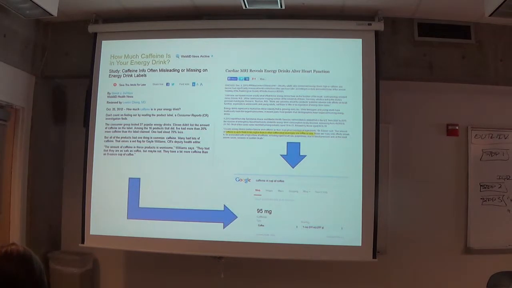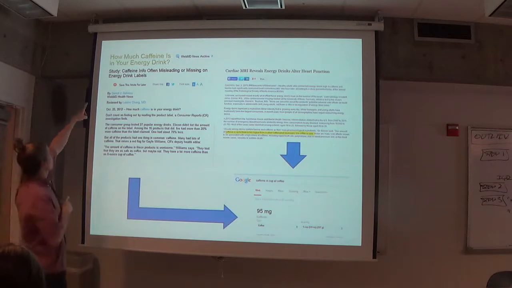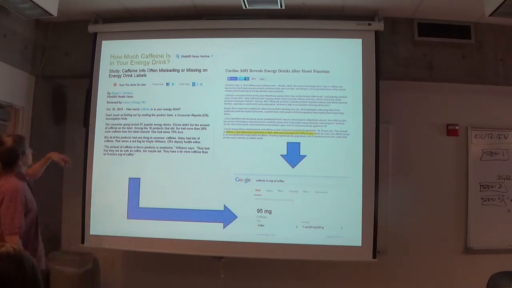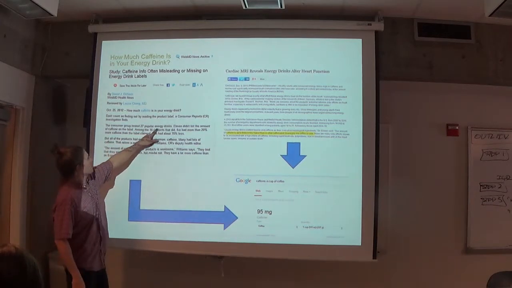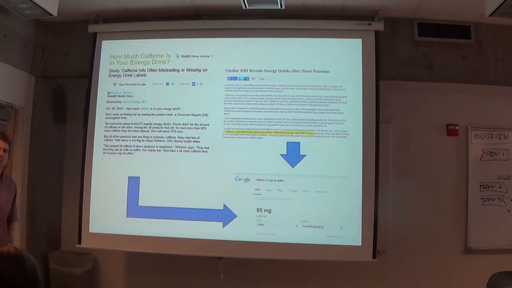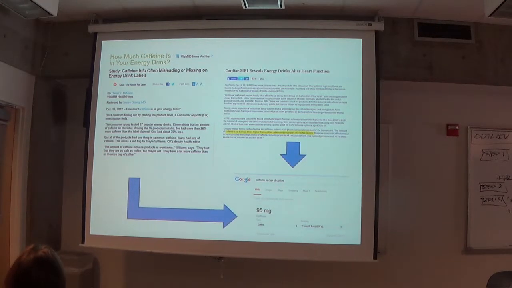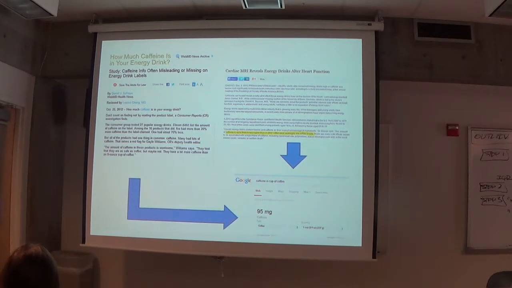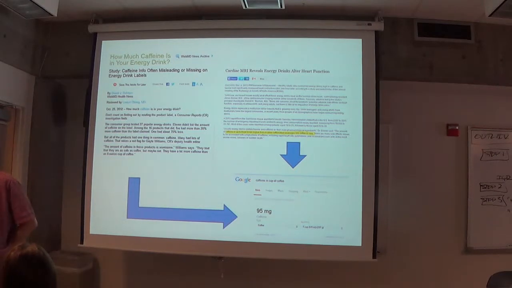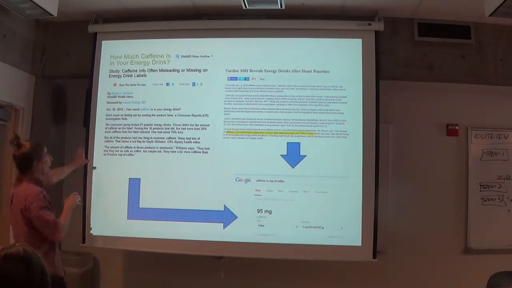So I did some digging. I did a little bit of digging, and some of the reports, caffeine info often misleading or missing on energy drink labels. I thought it was cute. The consumer group tested 27 popular energy drinks. Popular energy drinks makes me nervous, because you're only selecting a biased sample of those that are sold a lot. What about the one that has 5,000 milligrams? I mean, maybe that was not in there. Maybe. So anyway, I kept looking.